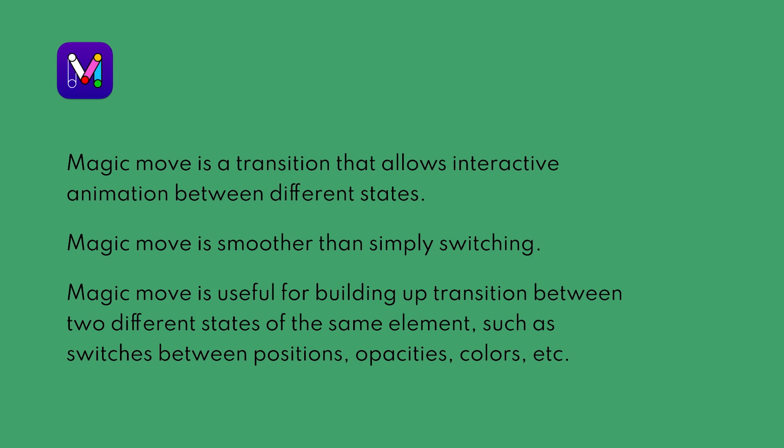To review what we just learned today, Magic Move is a kind of transition, which intelligently allows interactive animation between different states, and is smoother than simply switching. Magic Move is also useful for building transitions between two different states of the same element, such as switches between positions, opacities, colors, etc.